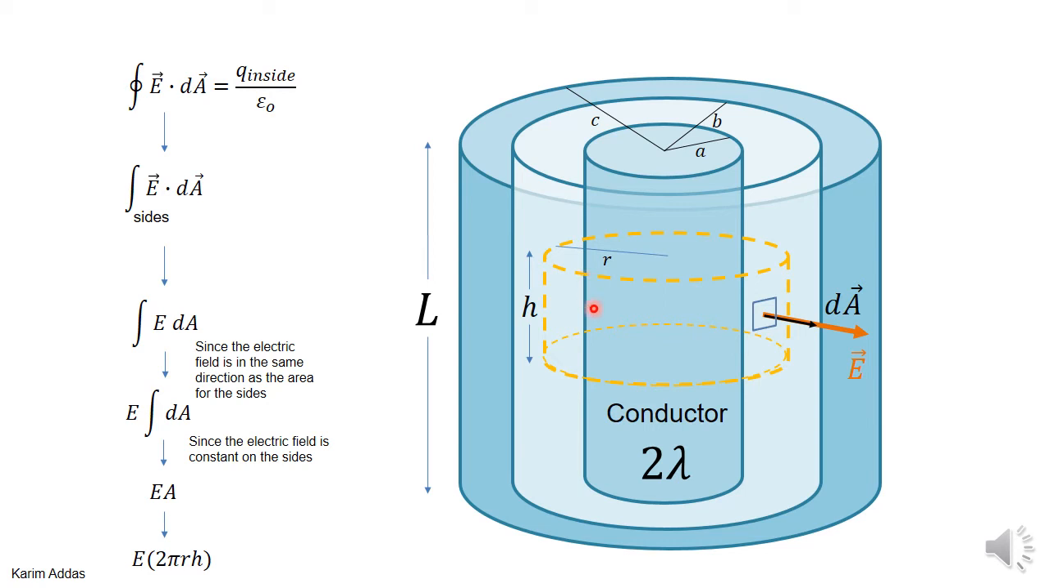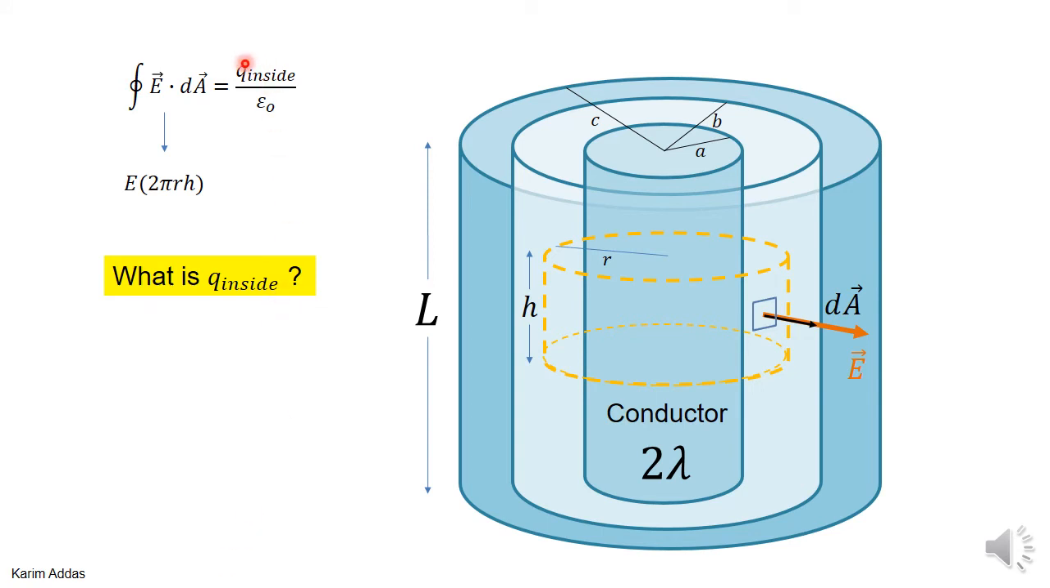So now what's the surface area of the sides? Well, the side surface area is the same as the area of a rectangle that has one side h and another side the circumference. So what is the total area then? The total area is 2 pi r, which is the circumference, times h. So the left-hand side of Gauss's law simply becomes E times 2 pi r h.